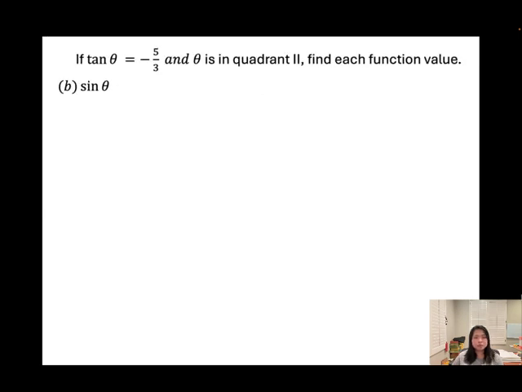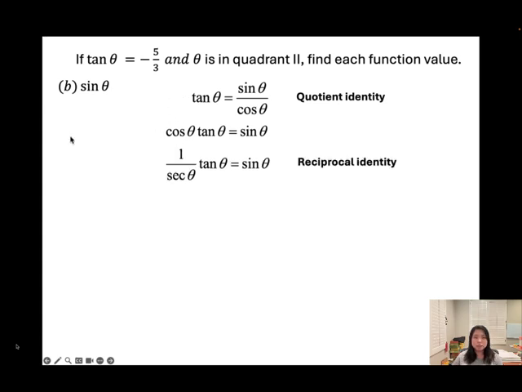Okay, B. Same question. We already know about the tangent and also we know about the secant from part A. Now we want to figure out what is the sine theta. Okay, so tangent theta equals sine over cosine. We know the tangent is going to be -5/3. But before that, we need to figure out what is the cosine. So first, I'm going to multiply by cosine for both sides. Multiply by cosine theta here, multiply by cosine theta here. And cosine, that will be 1 over secant.